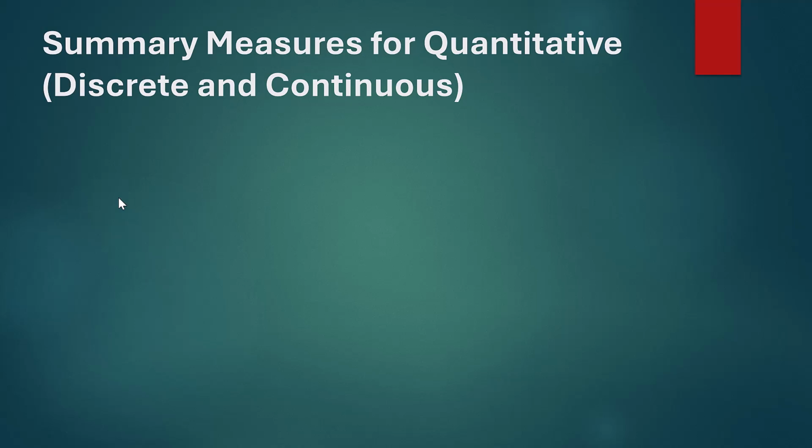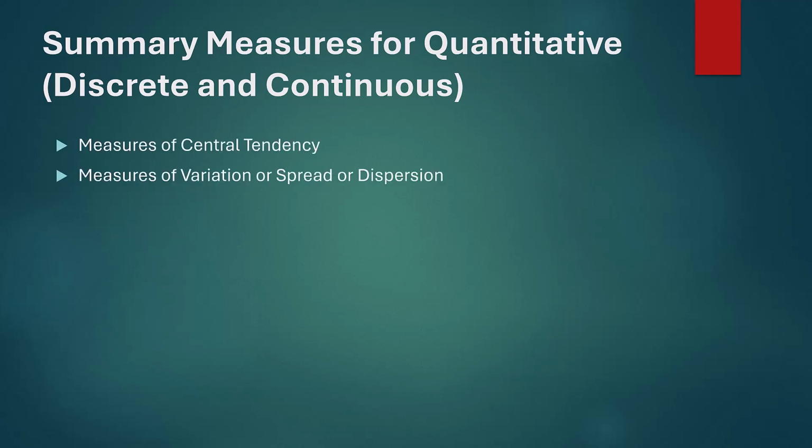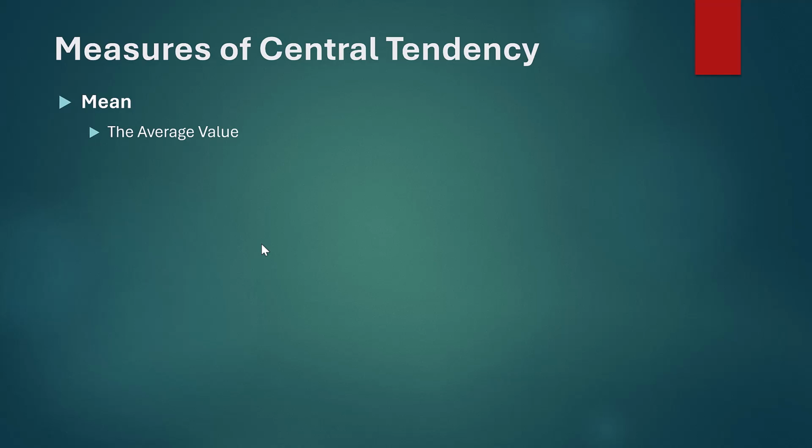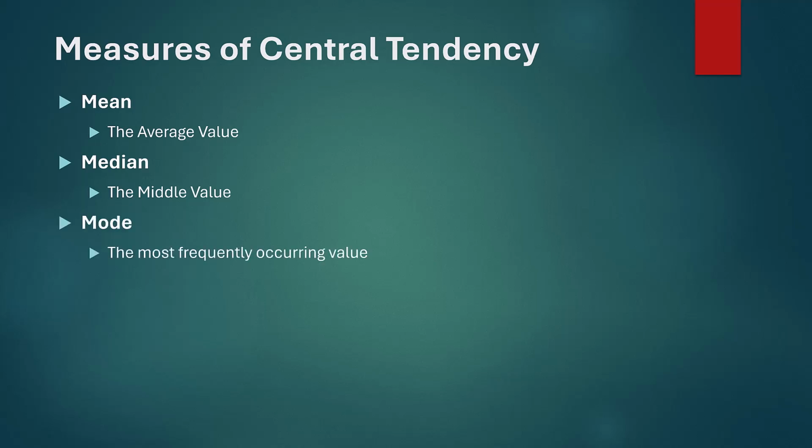Summary measures for quantitative discrete and continuous: measures of central tendency, measures of variation or spread or dispersion, measures of location, and measures of shape. Next, we will look at measures of central tendency. There are three measures of central tendency. The mean, which is nothing but the average value. The median, which is nothing but the middle value. You sort all the values from lowest to highest and find the middle value. Mode is the most frequently occurring value.